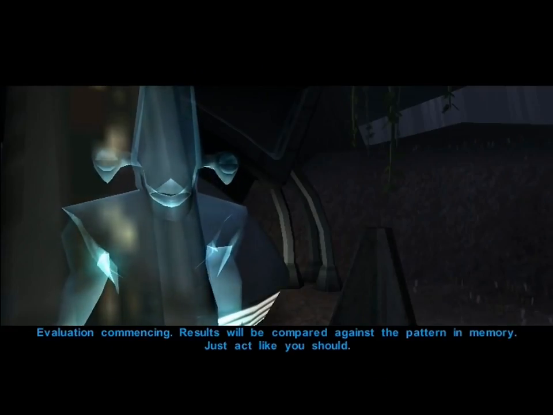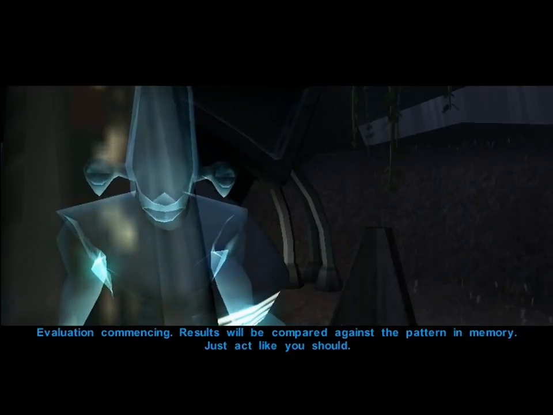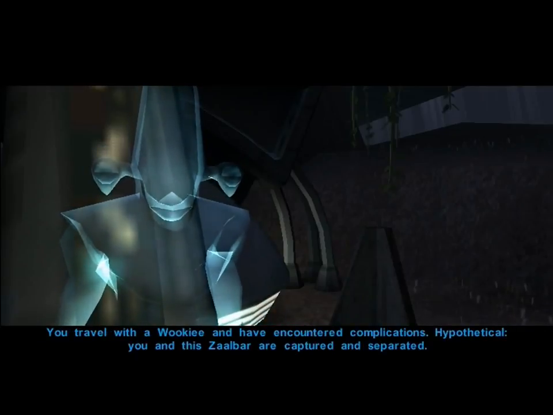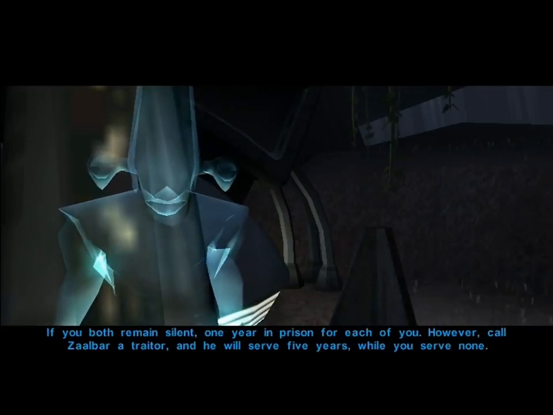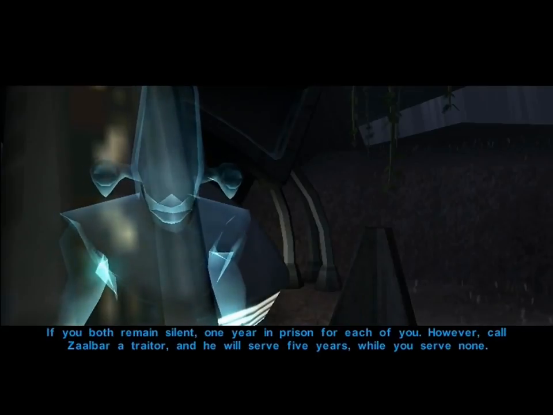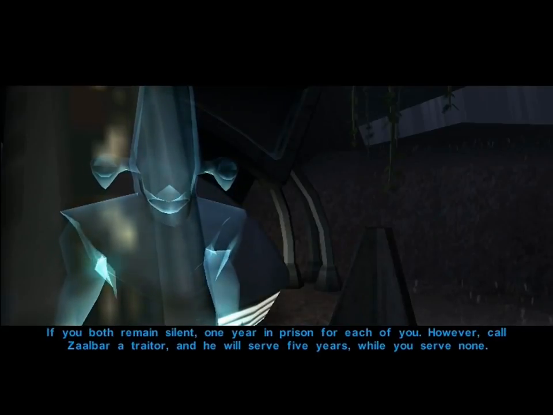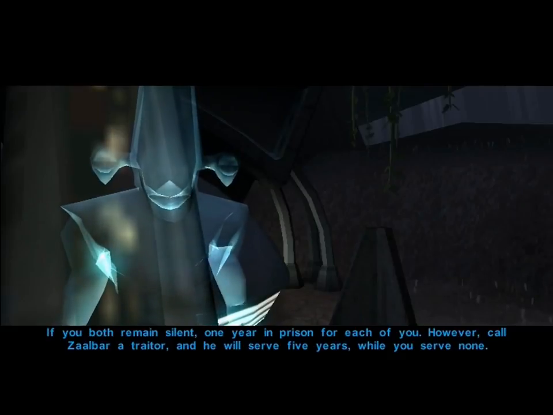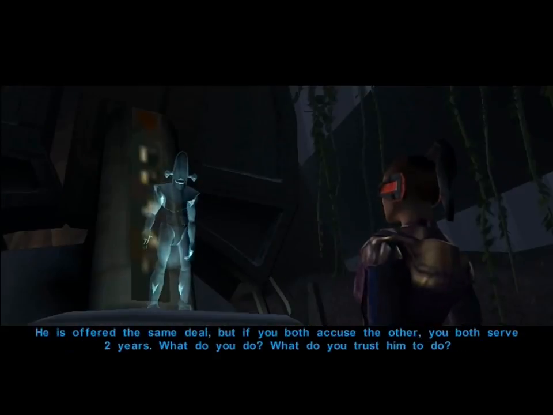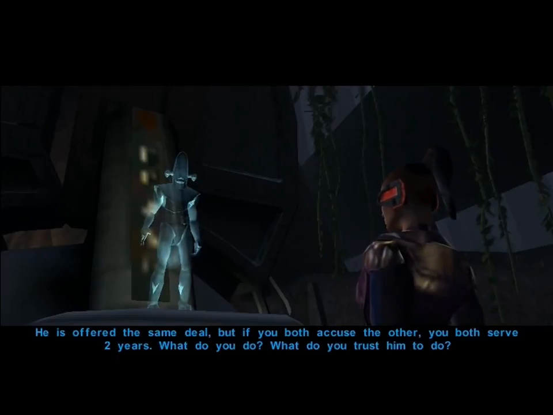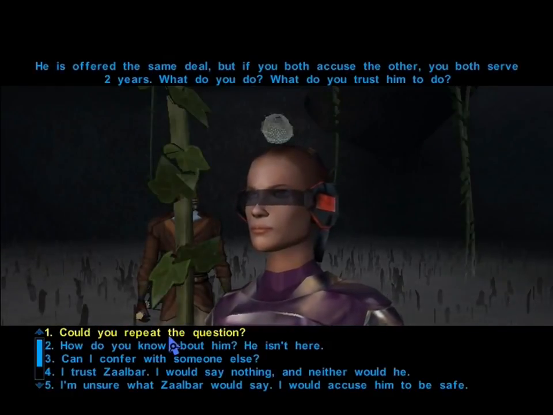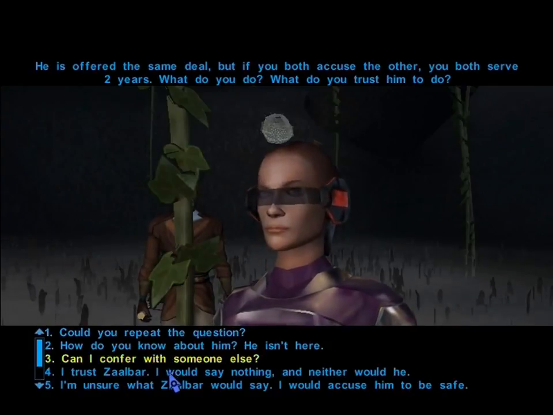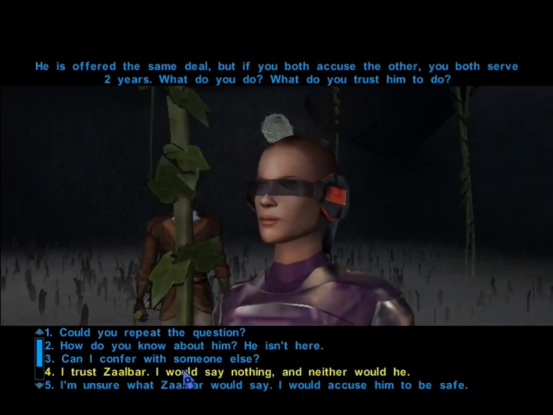Result will be compared against the pattern in memory. Just act like you should. You travel with a Wookiee and have encountered complications. Hypothetical. You and this Zalbar are captured and separated. If you both remain silent, 1 year in prison for each of you. However, call Zalbar a traitor, and he will serve 5 years, while you serve none. He is offered the same deal. But if you both accuse the other, you both serve 2 years. What do you do? What do you trust him to do? I trust Zalbar. I would say nothing, and neither would he.